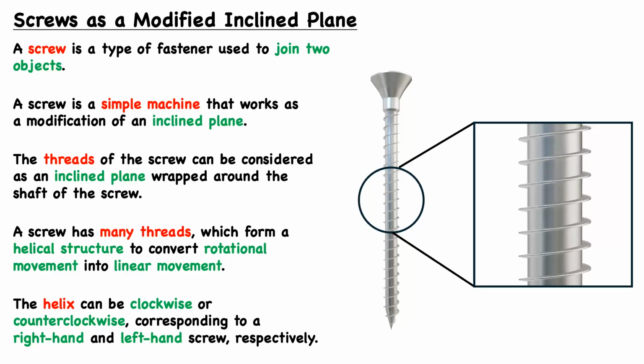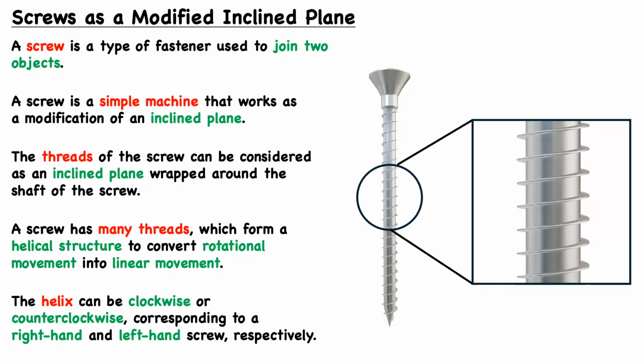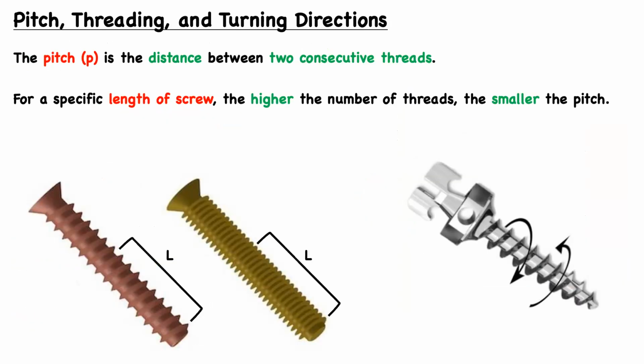Now the helix can be clockwise or counterclockwise, which corresponds to a right-hand and left-hand screw respectively. So if the helix is clockwise, then we call that a right-hand screw. And if it's counterclockwise, then we call that a left-hand screw. There are a few critical properties or factors that influence the nature and performance of a screw. And those include the pitch, threading, and turning directions.